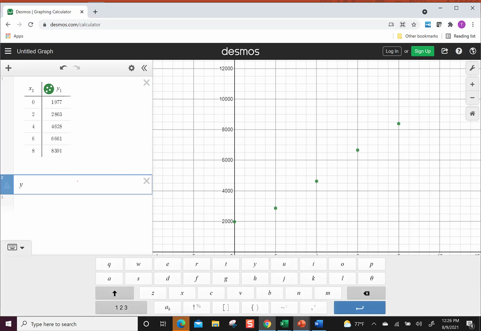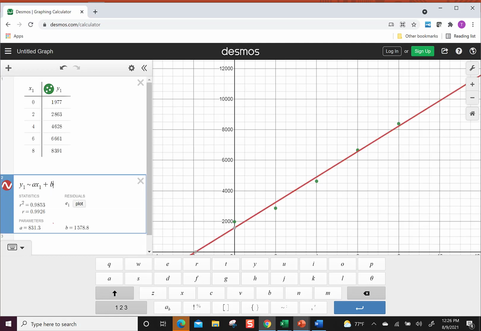We're going to type Y1 is approximately AX1 plus B. So what do I see? We see 831.3 as our A, we see B is 1578.8, and then our correlation coefficient is 0.9926, so really good correlation here. The 831.3 as our slope says the number of breweries is increasing by 831 a year.